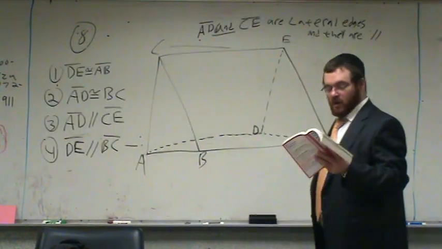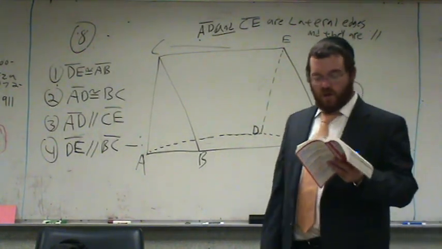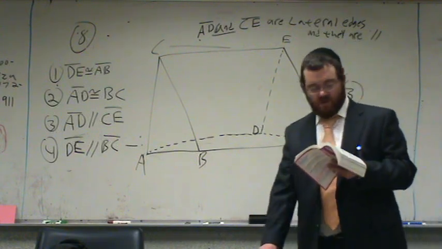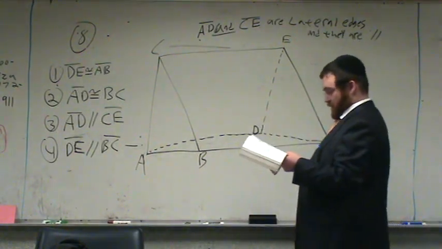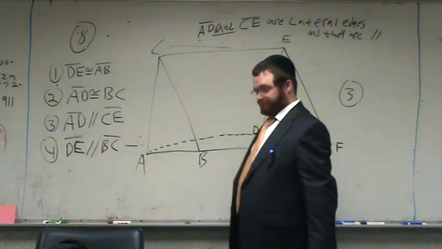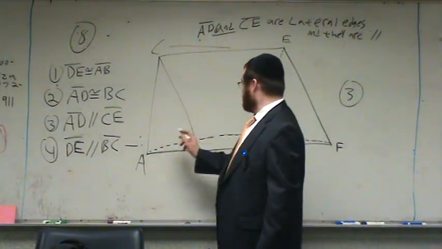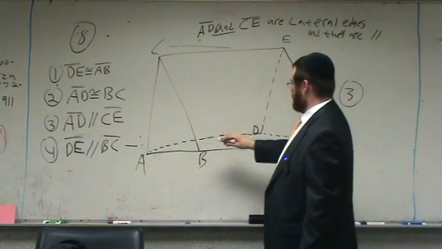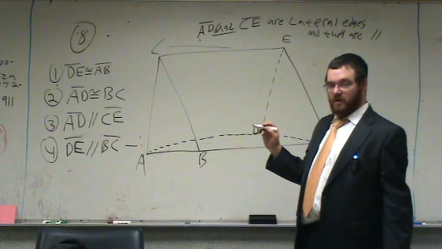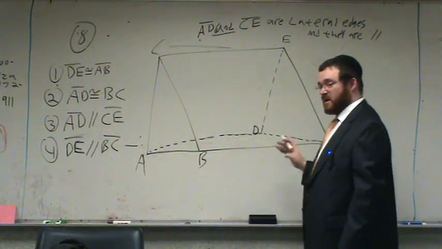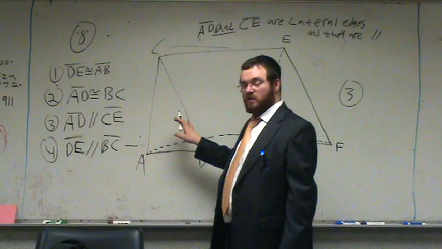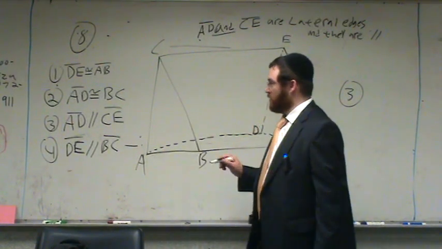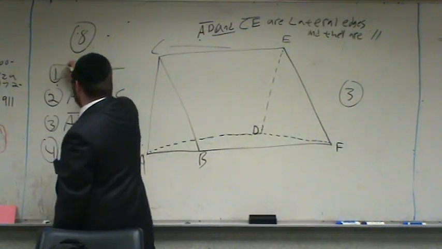Question 8. The figure in the diagram below is a rectangular prism. Which statement must be true? Let's go through these statements. Answer 1: DE is congruent to AB, the length of DE is equal to AB. Well, we can't prove it, because it does not say that the triangle that makes this prism is equilateral. So therefore, we don't know that, so it's not answer 1.